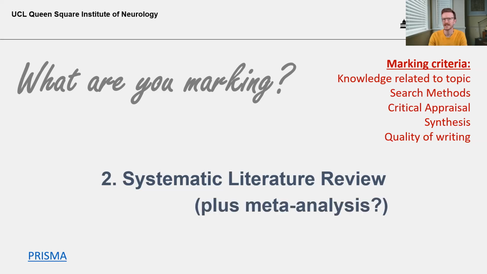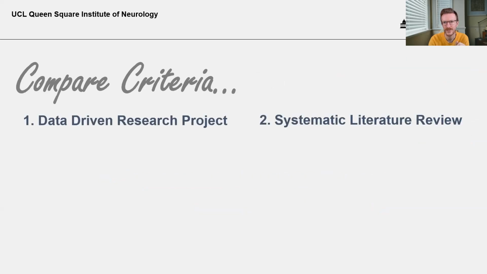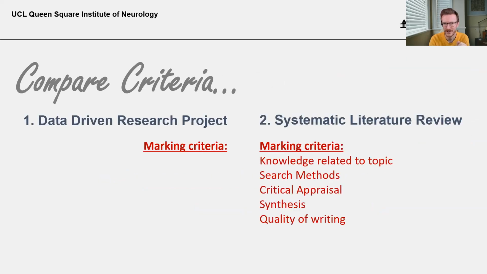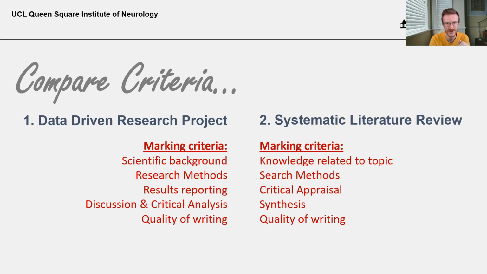Oh, just to add, systematic reviews may be just that. They may also include meta-analysis. Again, whether it does or doesn't include a meta-analysis, you will be using the same marking criteria to look at that project. So I'm going to just briefly list those marking criteria side by side for the two different types of research project. And I would recommend that you pause the video now for a few moments to compare them one by one and reassure yourselves about the difference between these projects.